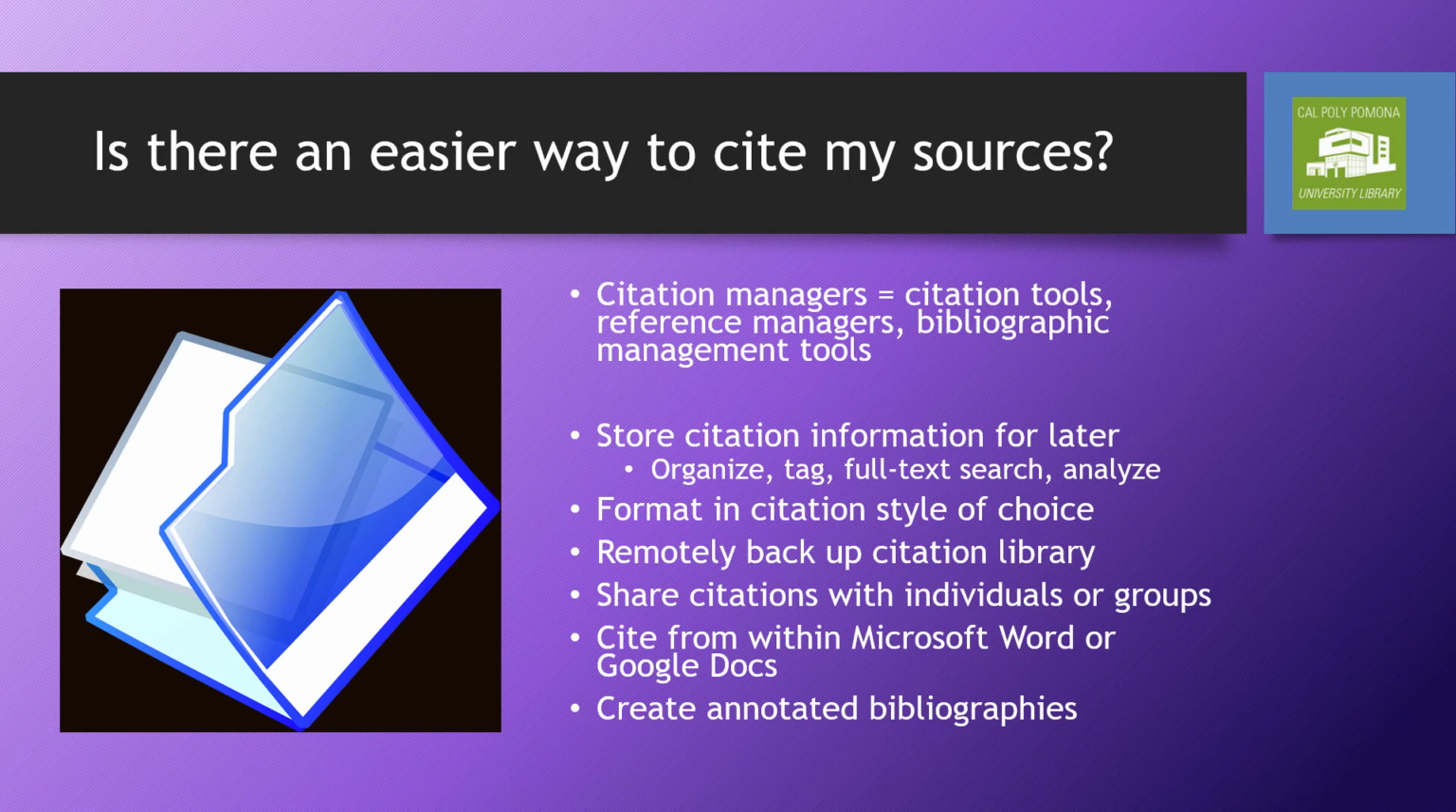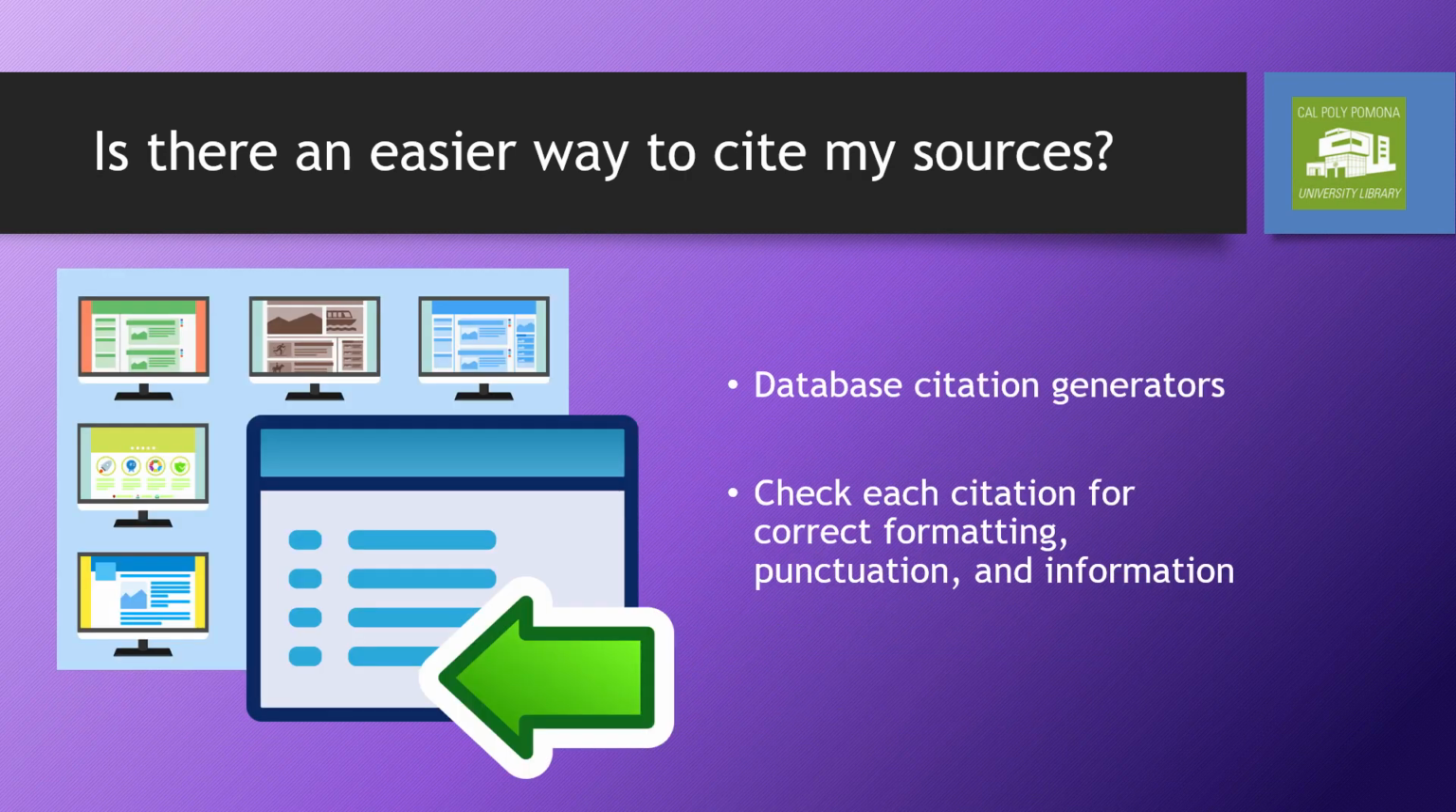Be sure, though, to check each citation for correct punctuation and styling to make sure the citation manager captured the correct information for you. In addition to citation managers, many databases also have citation generators that allow you to obtain different styles of citation for the articles you find there. Look for links such as cite, citation, or cite this article to choose a citation based on the format required by your professor. Again, like with citation managers, be sure to check each generated citation for correct formatting, punctuation, and information according to the guidelines of the citation style you want.